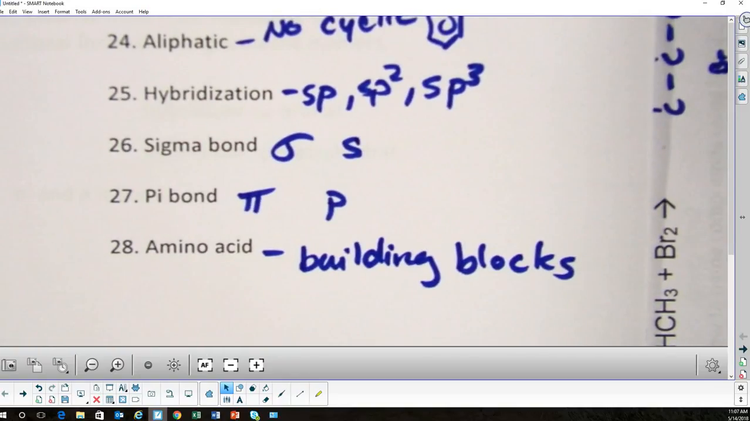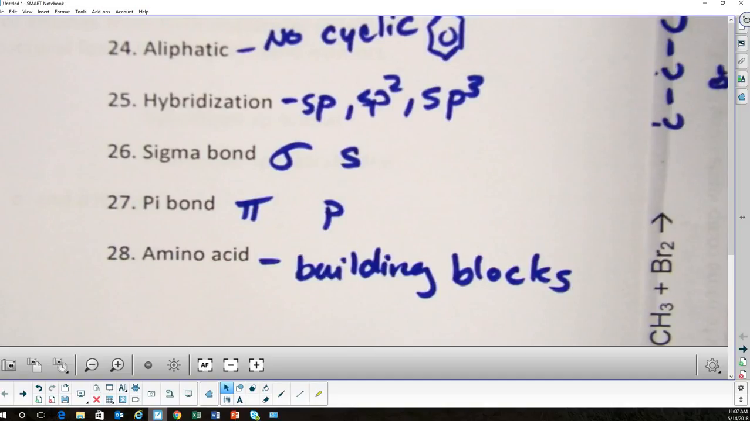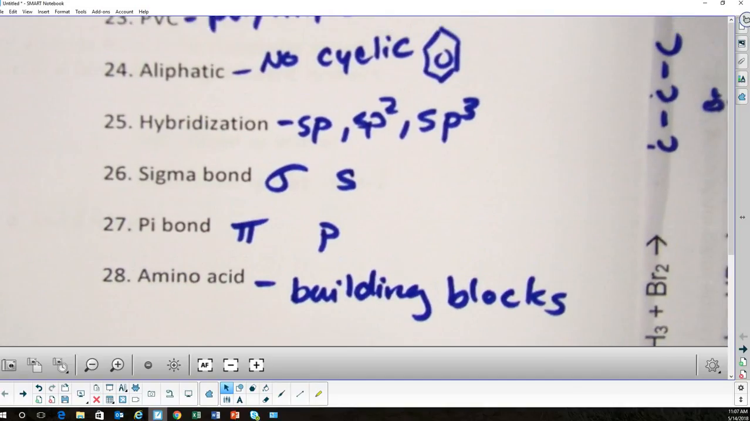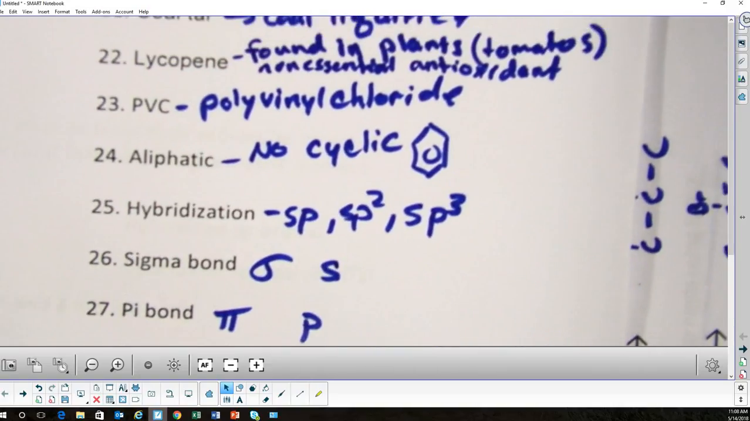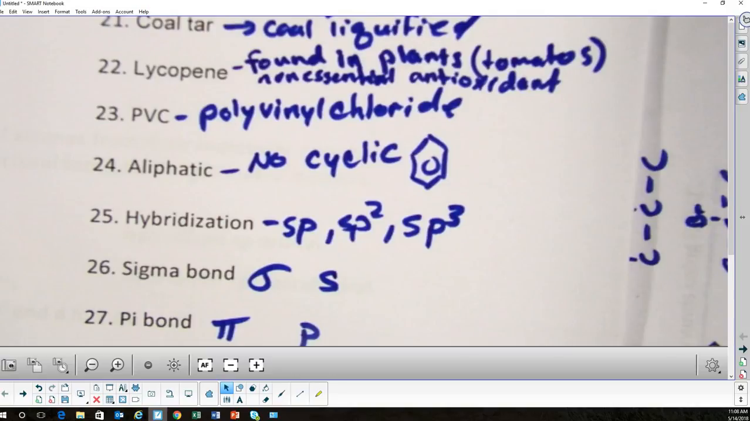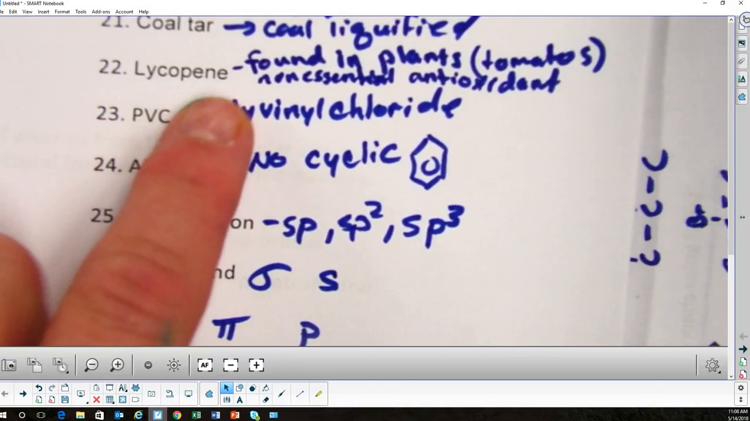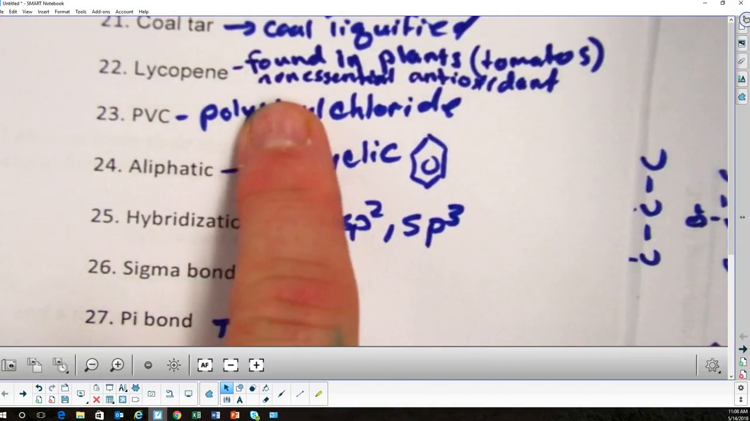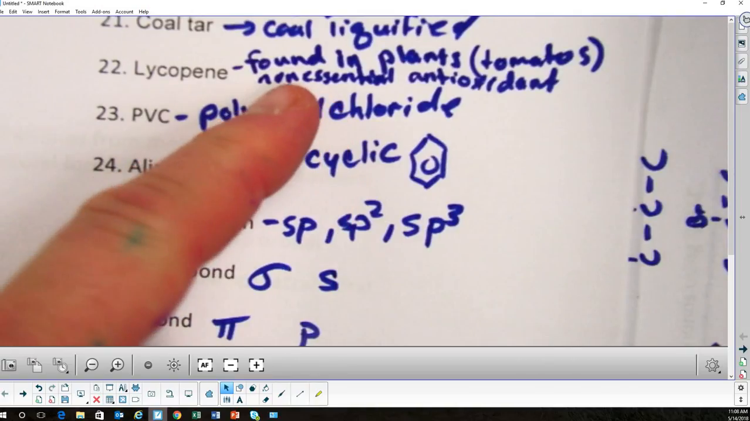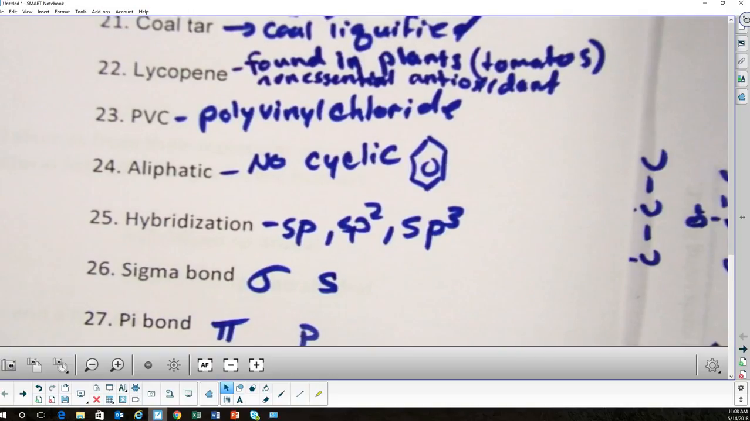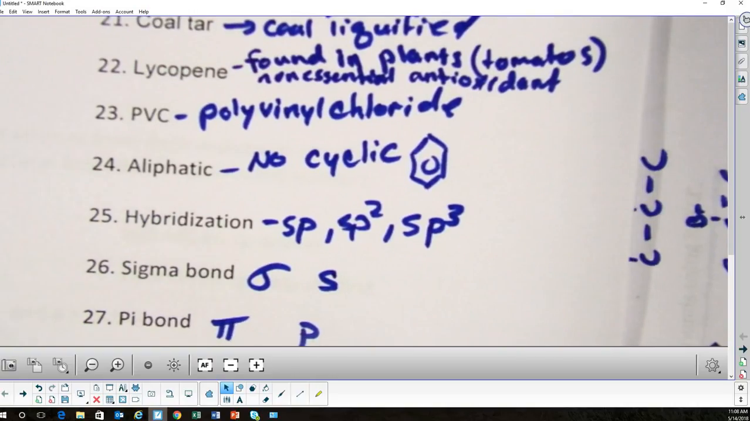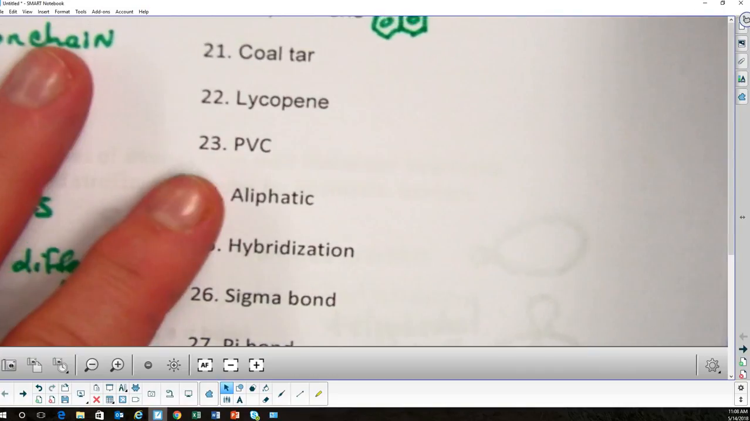So rather than rewrite these over and over again, I'm just going to show every period. Which one? Lycopene? It's found in plants, tomatoes. It's a non-essential amino acid, and it's an antioxidant. Okay? Any others that you need to go back on? Okay, so those are your definitions.